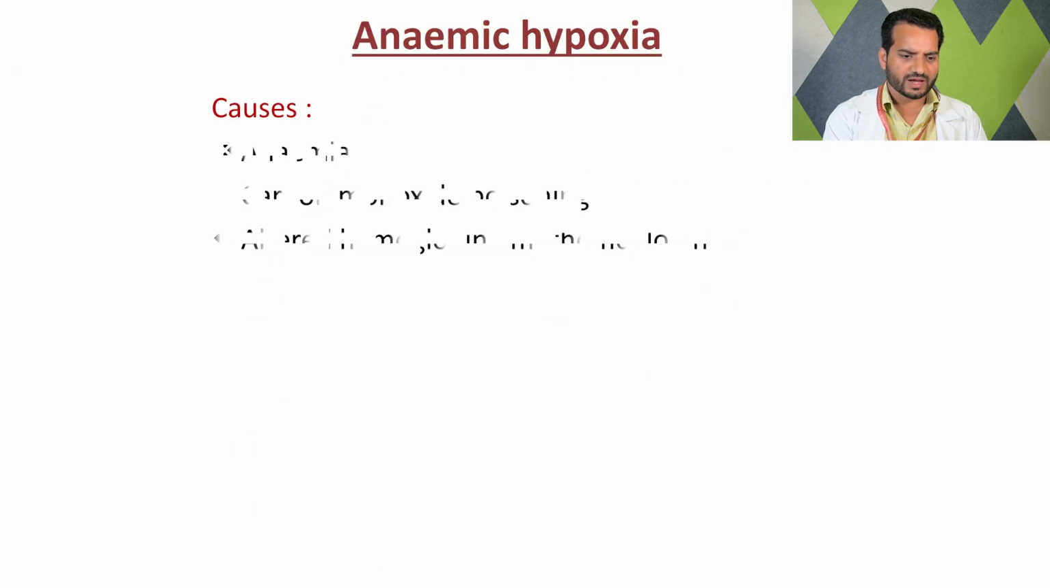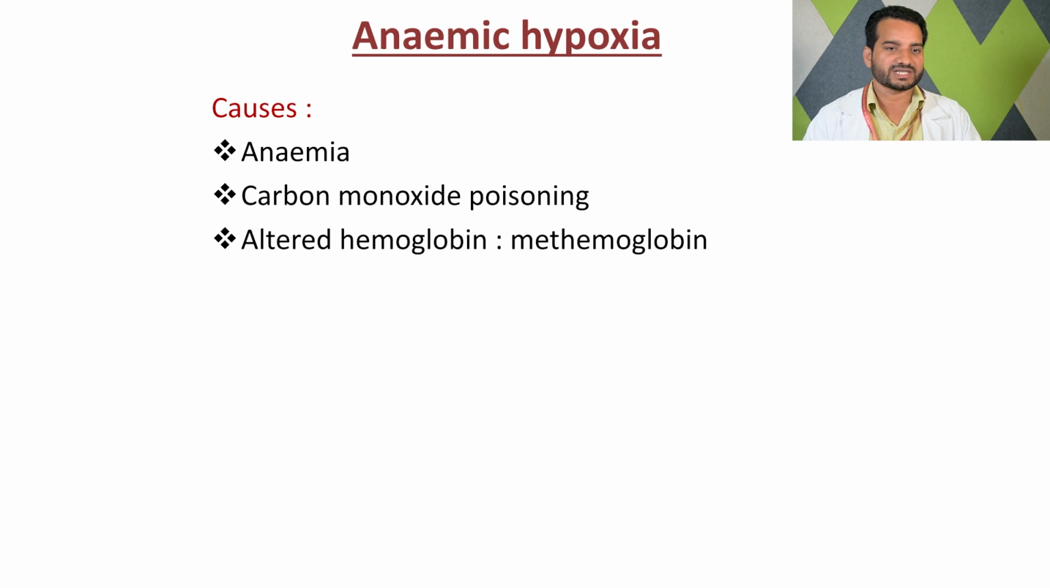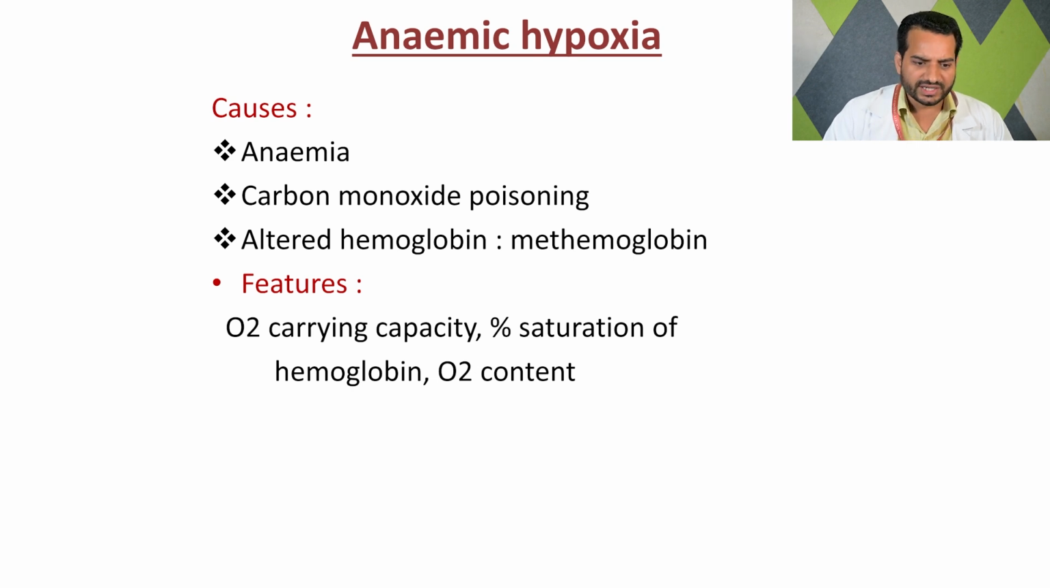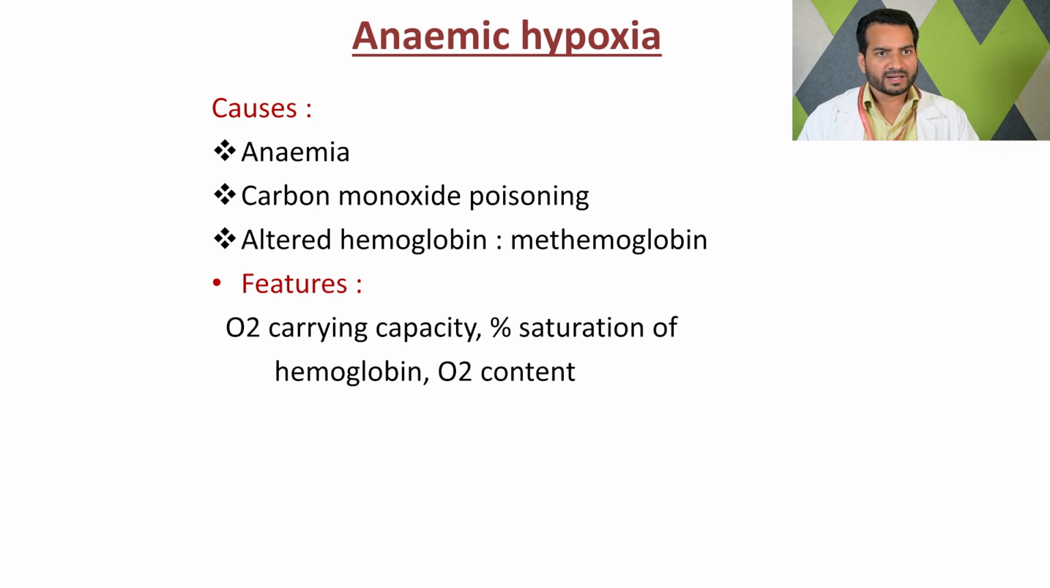Now coming to anemic hypoxia, the cause of anemic hypoxia is carbon monoxide poisoning, altered hemoglobin. Okay, so here anemia is a condition where there is decreased hemoglobin concentration. So if there is a decreased hemoglobin concentration in blood, it isn't able to transport an adequate amount of oxygen to the tissue. The other example is carbon monoxide poisoning.